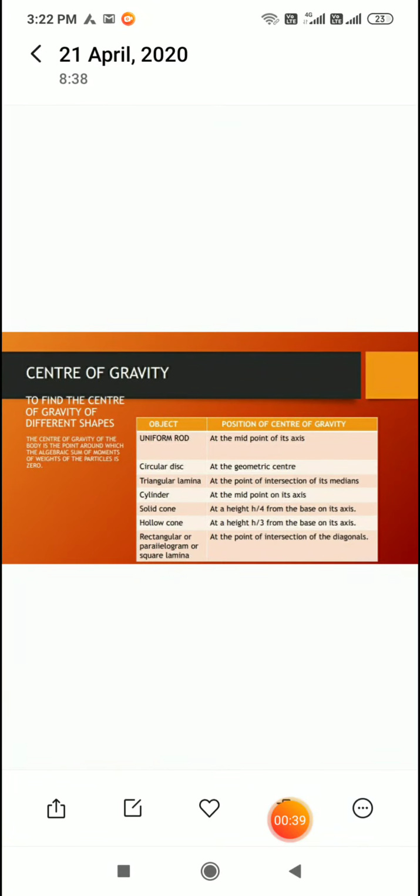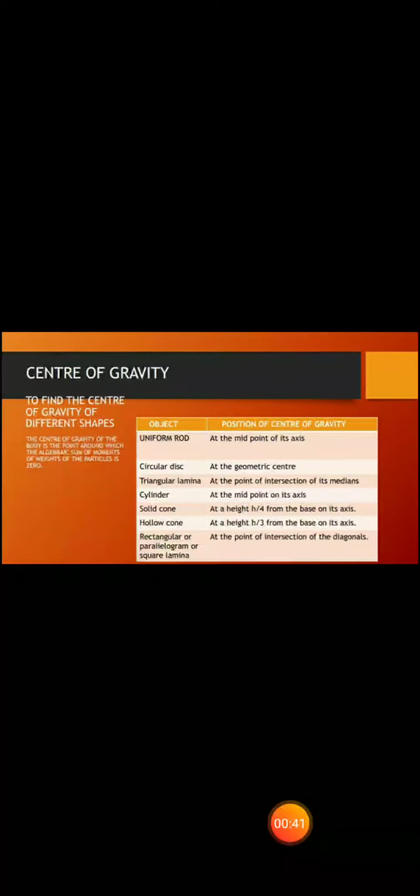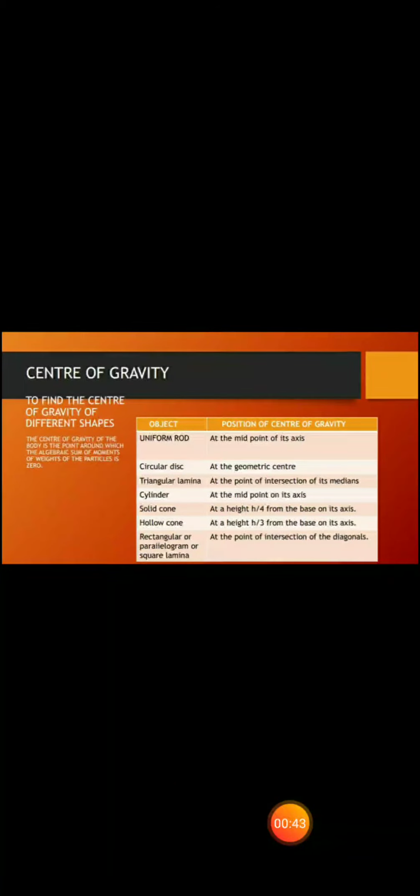The mathematical definition, or the bookish definition, suggests that the center of gravity of the body is the point around which the algebraic sum of the moments of weights of the particles is zero. So basically, you can understand this definition with the example of a circle.